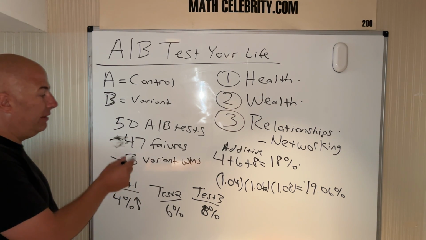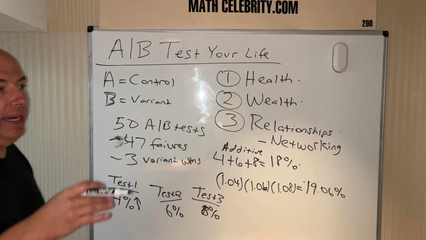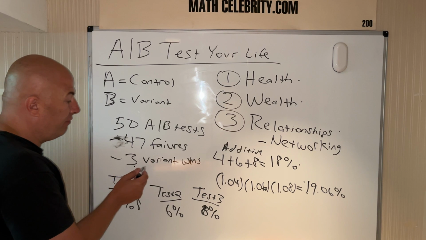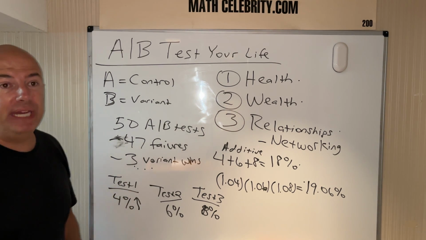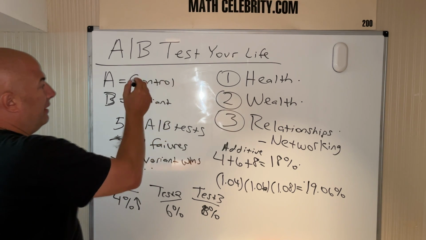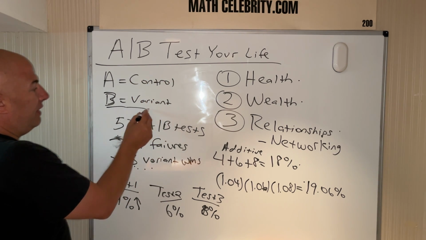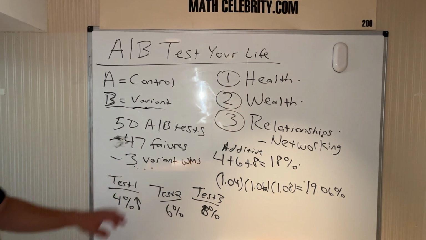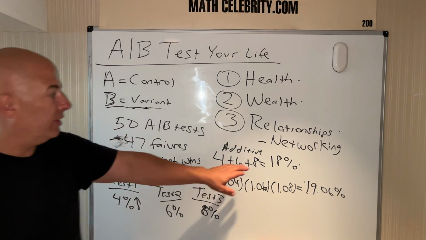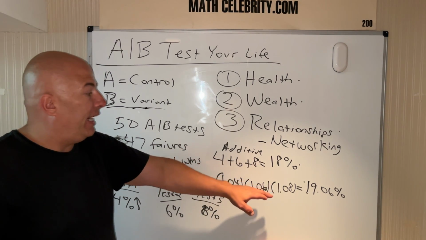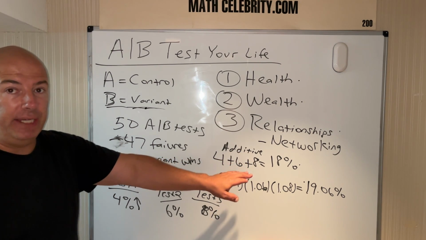For this example, I did 3 out of 50 wins. You may get more, you may get the same, you may get less, but if you test enough, you start finding out some huge gains in your life. And to wrap up then, we've got the control and the variant. Your job is to find out with multiple tests when the variant wins, because the variant winning, especially in things that are multiplicative, drive changes greater than an additive change.